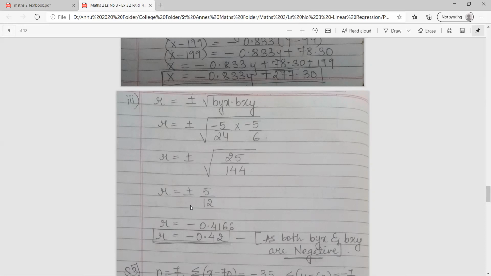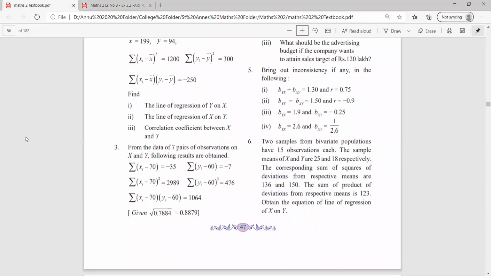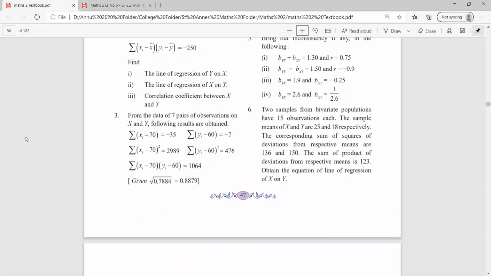What will be the final answer? So as you can see, both the regression coefficients are negative. So my final answer will be minus 5 by 12, which is minus 0.4166, which I rounded off and written as minus 0.42. As both byx and bxy are negative, you have to write the reason, otherwise you'll lose your marks in the exams. So please be very careful regarding that. So I hope you all have followed the second sum. Now moving forward to sum number 3. From the data of 7 pairs of observations, so again can I say n is 7 over here.